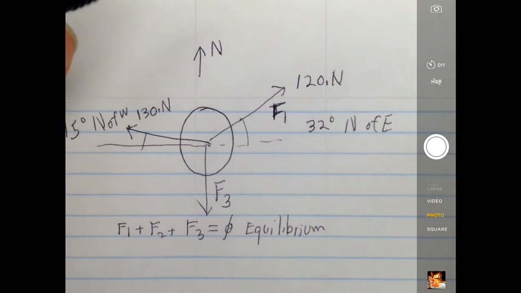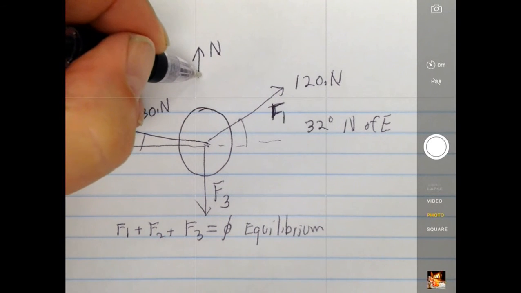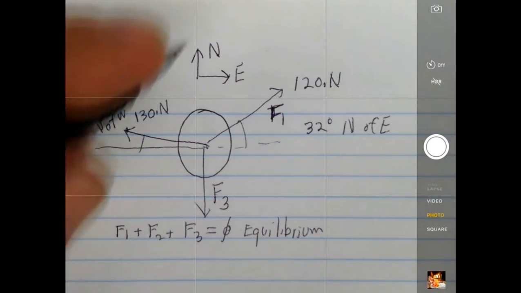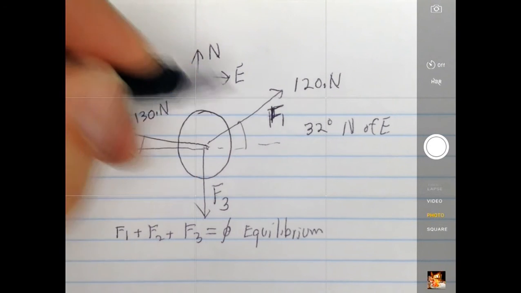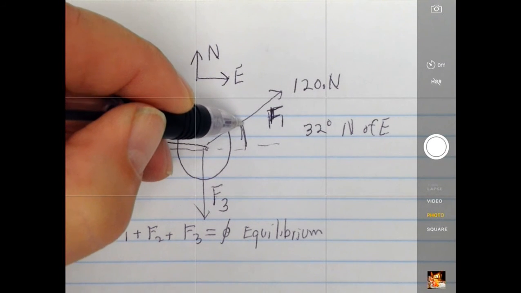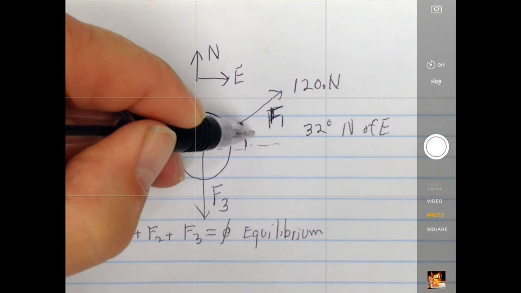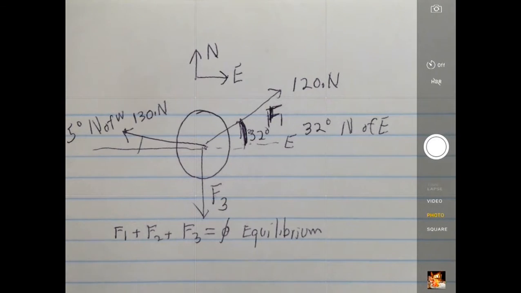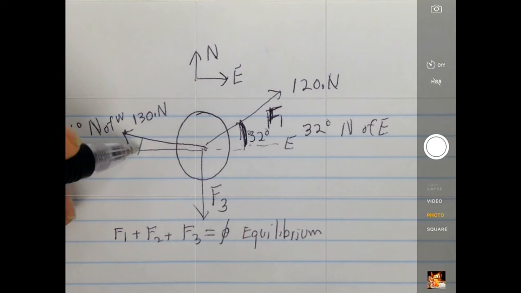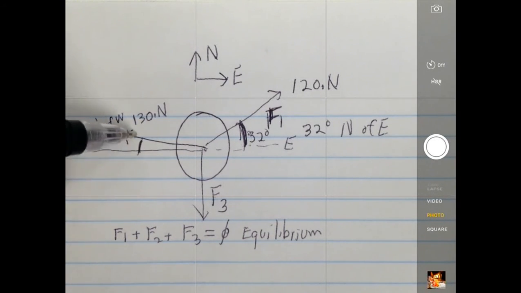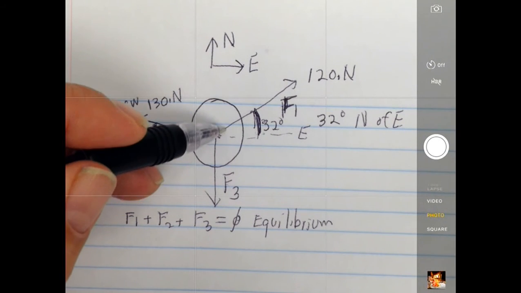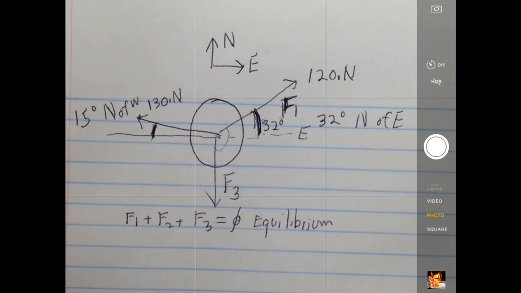So I'm looking down from above, where north is towards the top of the page and east is to the right. So this is a compass circle. Force 1 is at an angle of 32 degrees north of east. So this angle here is 32 degrees. That direction is east. F2 is 15 degrees north of west. So this little angle here is 15 degrees. What is the direction and the magnitude of F3?